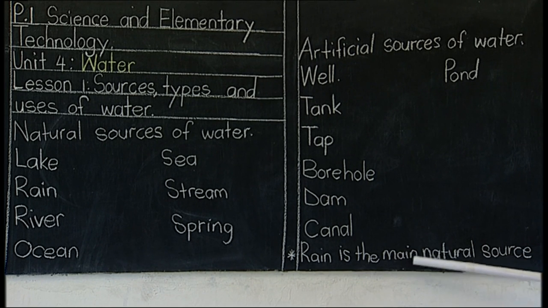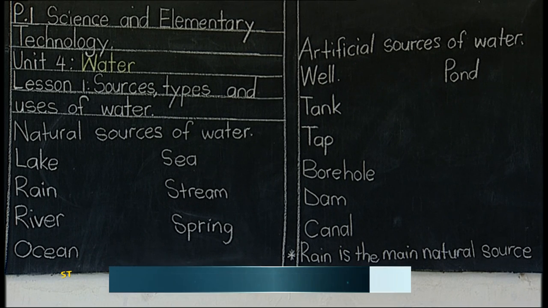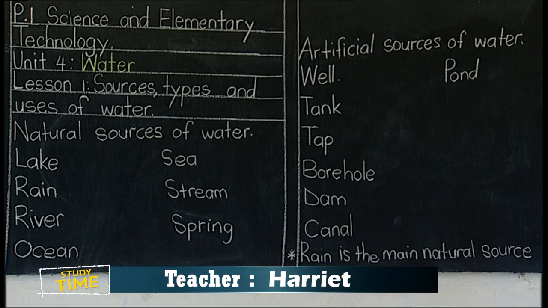Rain is the main natural source of water. It gives all the water bodies. It supplies them. And if rain comes, everyone feels happy, plants feel happy, animals feel happy. Hurry up.